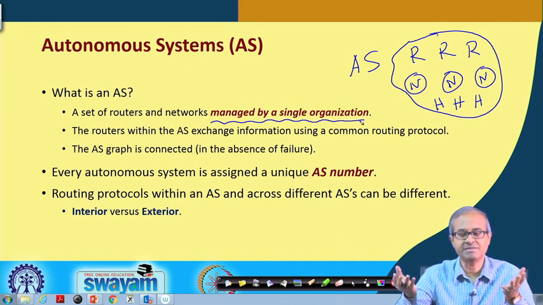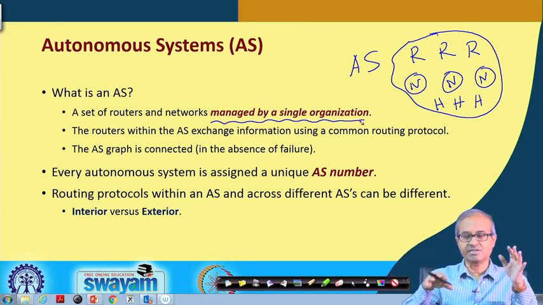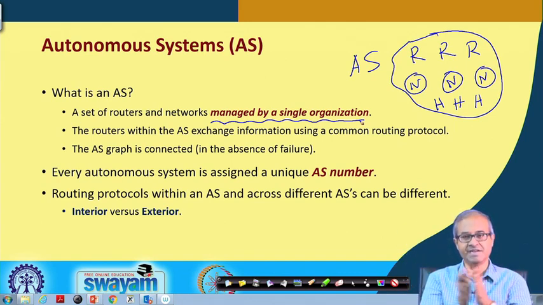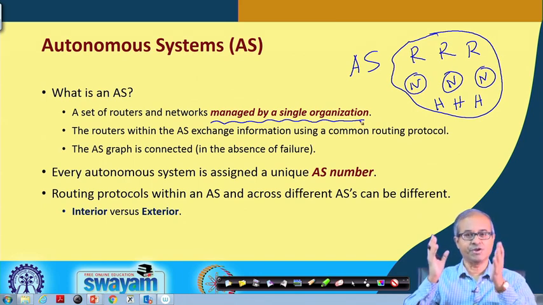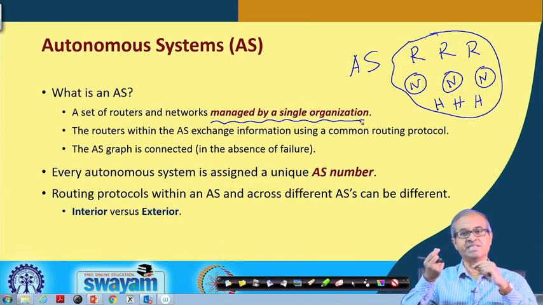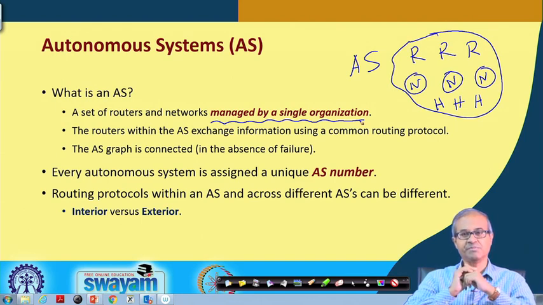Many organizations may have different sections or departments, there can be multiple networks connected together, but they are all managed by a single entity or organization. So, if the organization wants, they can define their organization as an autonomous system or AS. There is a procedure, you can get a unique autonomous system number for your network, and all autonomous systems in the world have unique numbering. No two autonomous systems have the same number.